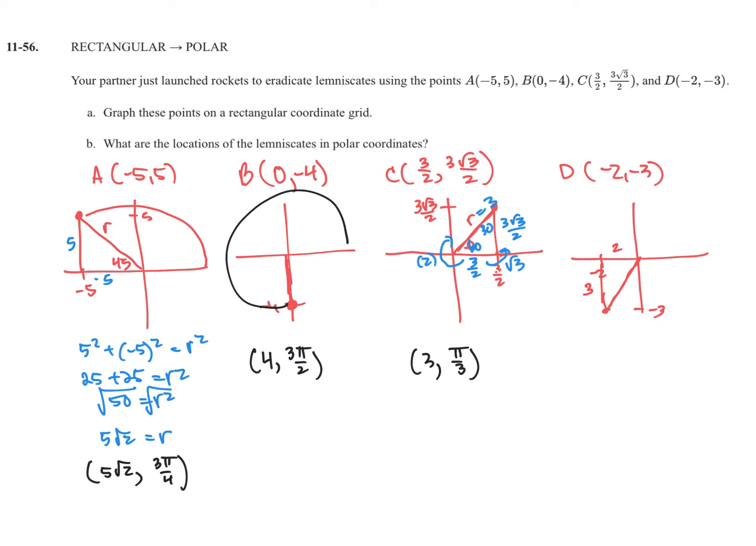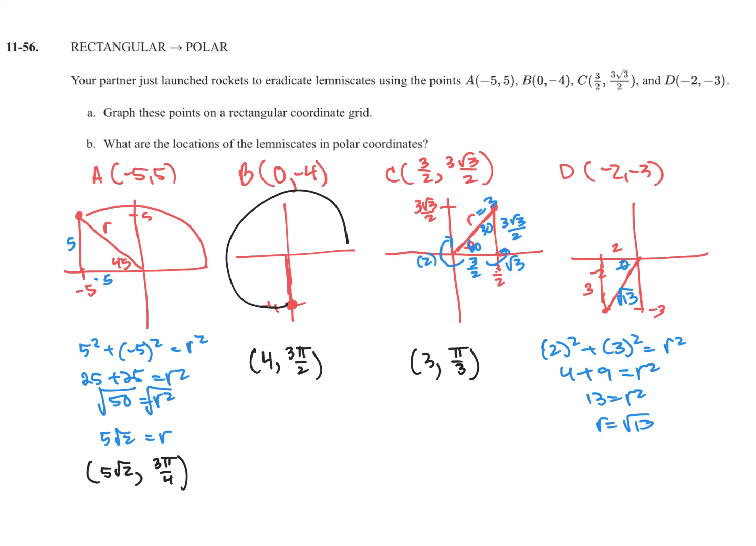So I would be saying 2 squared plus 3 squared, and I didn't put the negatives in there because they will cancel out, equals r squared. So 4 plus 9 equals r squared. 13 equals r squared. So r equals the square root of 13. So I have the radius.